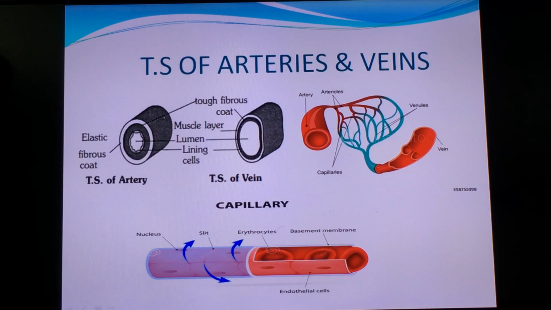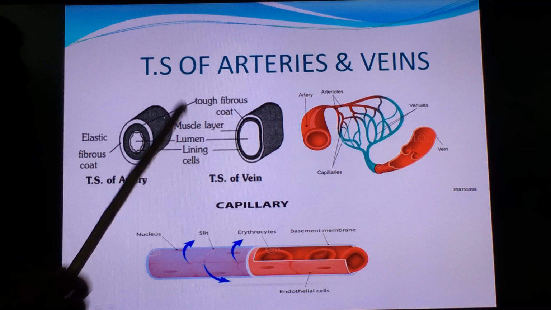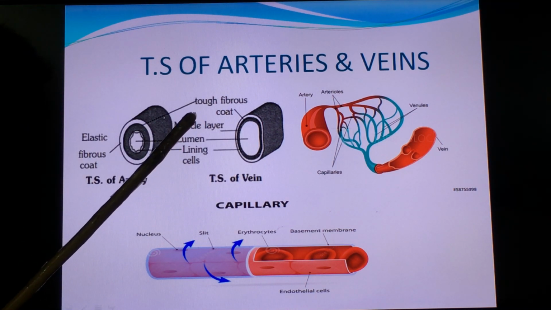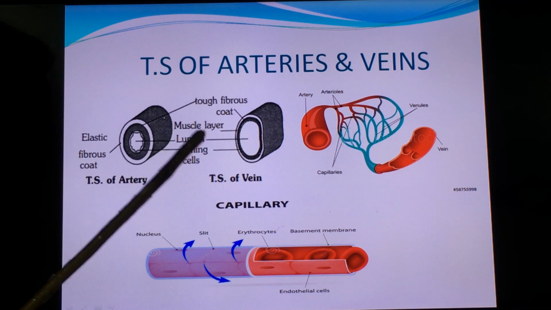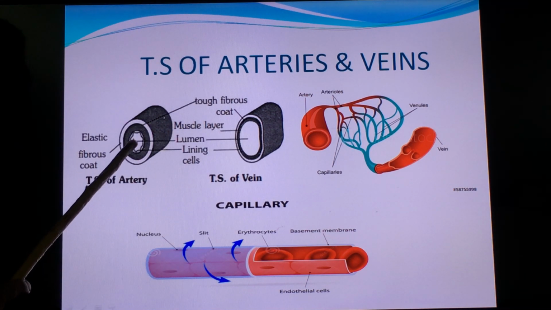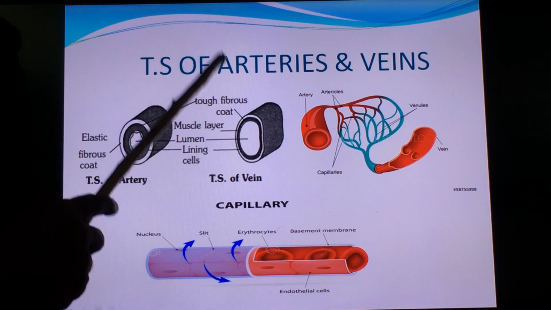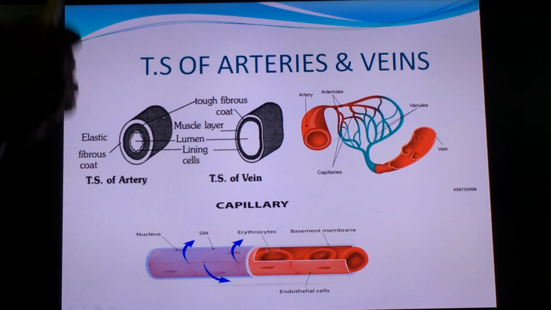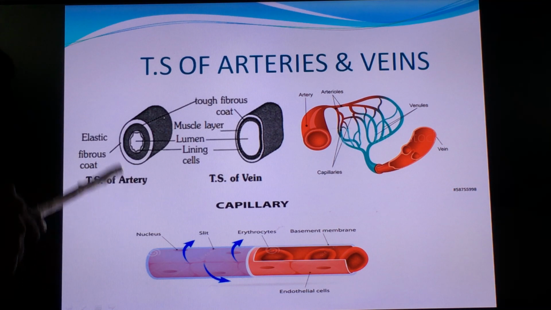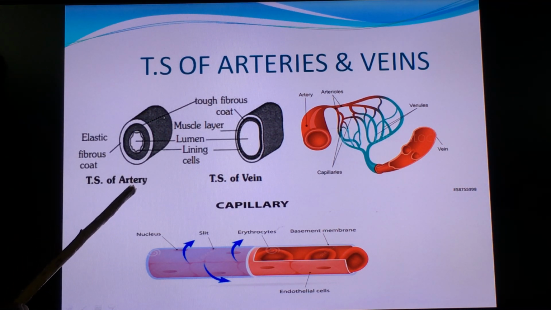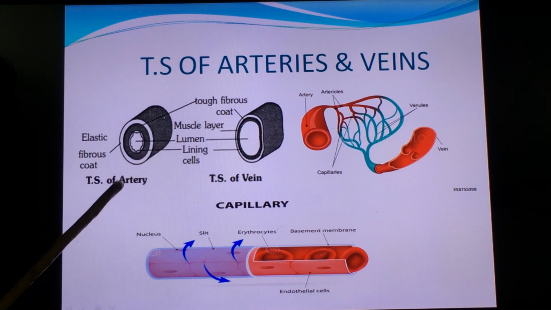Next, TS of arteries, veins and capillaries. Already I explained there are 3 types of blood vessels in the human body: arteries, veins, capillaries. If you cut the blood vessels horizontally, we can find structures like this. First, you have to observe TS of artery and TS of vein.